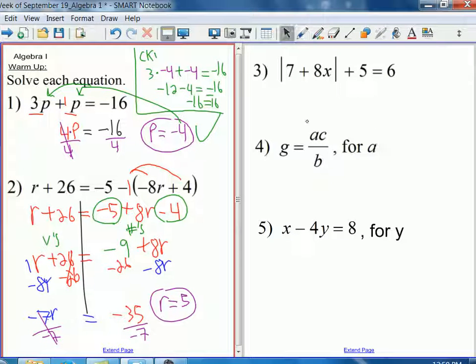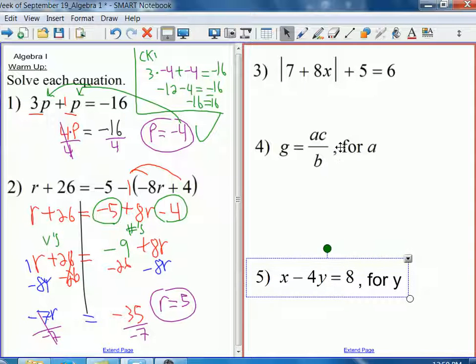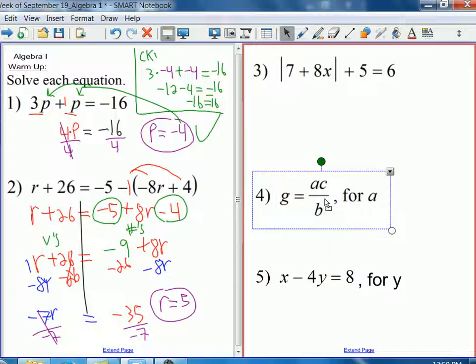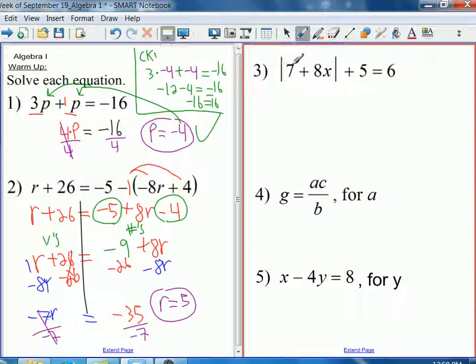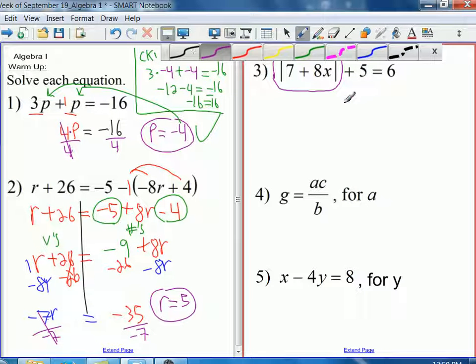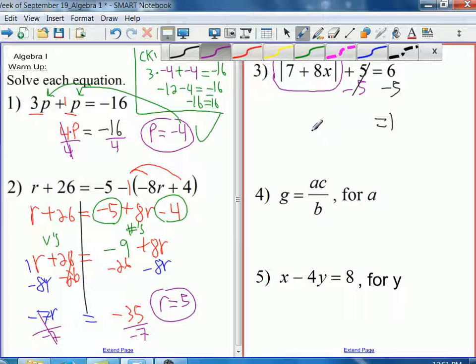Okay. Absolute values. We can forget these at times, so if we look at number 3, we'll see that this, the house as we like to call it, or the bubble, right here, is not alone yet. So we want to get rid of anything on that side of the equation that's in the way, which in this case is a negative 5. So that's gone, and now it's equal to 1. And it's just the absolute value.